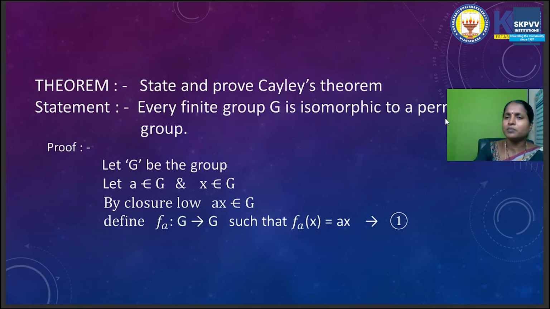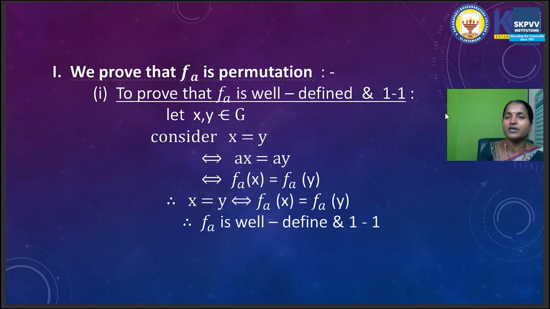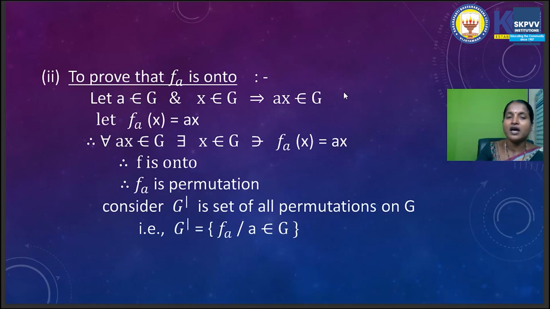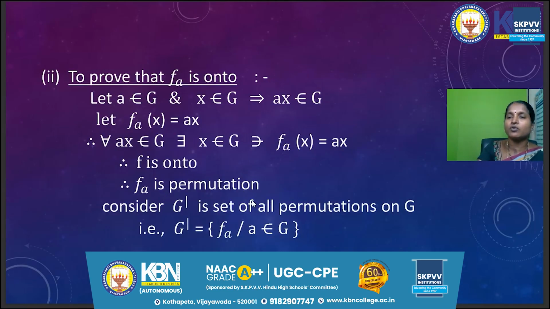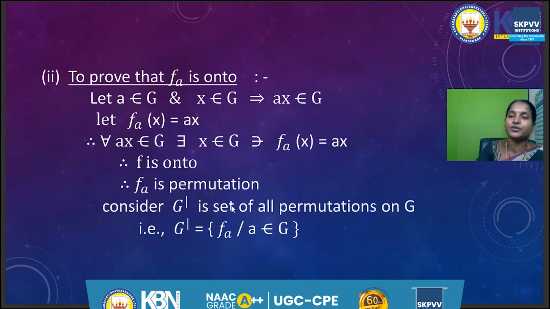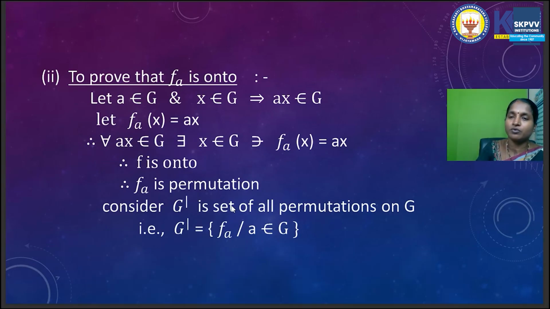In part 1 we prove that it is a permutation. Permutation means we prove well defined, 1-1 and onto. So part 1 is over, fa is a permutation. Okay guys, now you can go to part 2. In part 2 we prove that fa is a permutation group. Group means we prove closure, associative, identity and inverse. If these four axioms are satisfied, then you can say that it is a group.